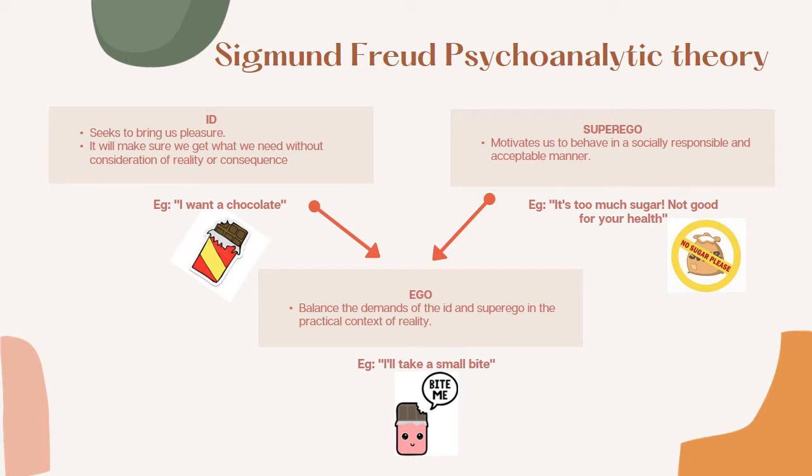So for example, id is the one that wants to taste a chocolate because it knows that chocolate tastes yummy or delicious. So it would say, I want a chocolate. But superego knows that chocolate has too much sugar and it's not good for your health. So superego doesn't want to have a chocolate. But ego would balance the id and superego. It will compromise, and then ego will say, I will take a small bite.